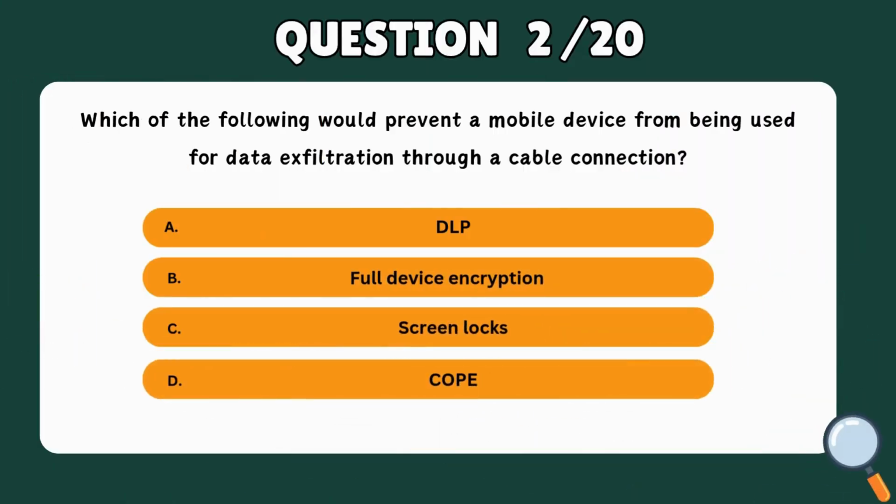Question 2. Which of the following would prevent a mobile device from being used for data exfiltration through a cable connection? A. DLP. B. Full device encryption. C. Screen locks. D. COPE.